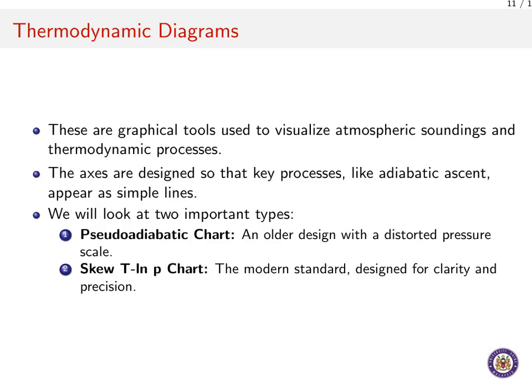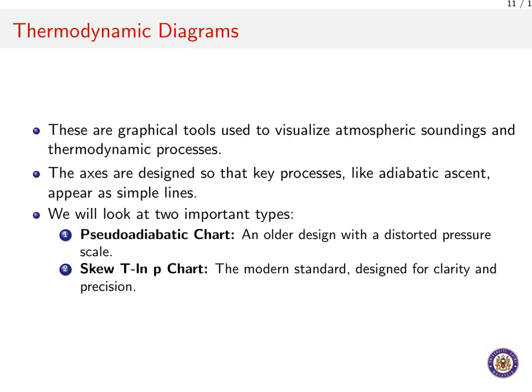Thermodynamic diagrams are some of the most powerful tools we have as atmospheric scientists. Think of them as a special kind of graph paper designed specifically for the atmosphere. They allow us to plot vertical profiles of temperature and dew point, which we call atmospheric soundings, and visualize complex thermodynamic processes. The real genius of these diagrams is how their axes are set up. They are intentionally distorted so that key processes like a parcel of air rising and cooling adiabatically appear as simple, easy-to-follow lines. We will look at two important types.